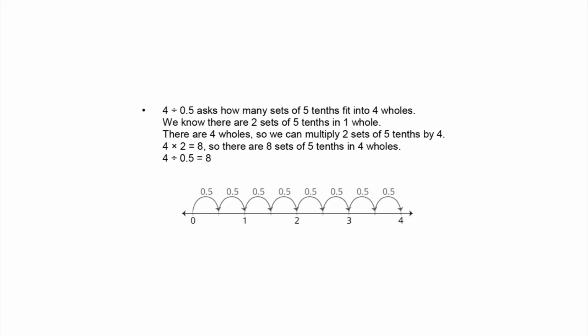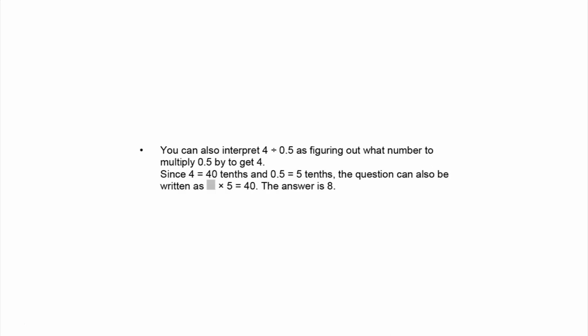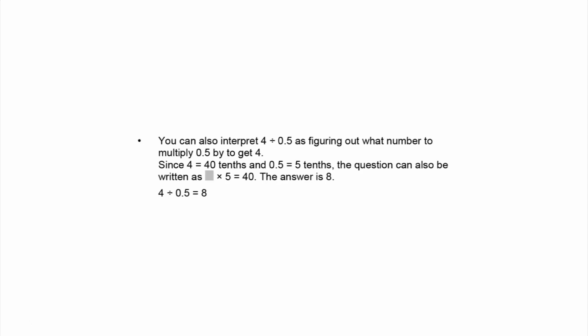And you can see this on the number line where we're doing half-step jumps. And each half-step jump, if we do 8 of those, it gets us to 4. You can also interpret 4 divided by 0.5 as figuring out what number to multiply 0.5 by to get 4. Since 4 equals 40/10ths and 0.5 equals 5/10ths, the question can also be written as some number times 5 equals 40. Now you're dealing with your times tables and the answer is 8. So 4 divided by 0.5 is equal to 8.